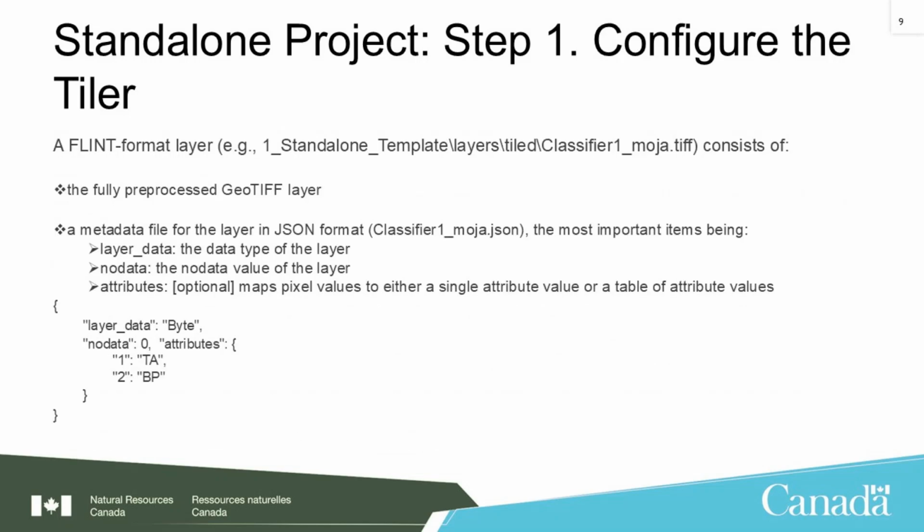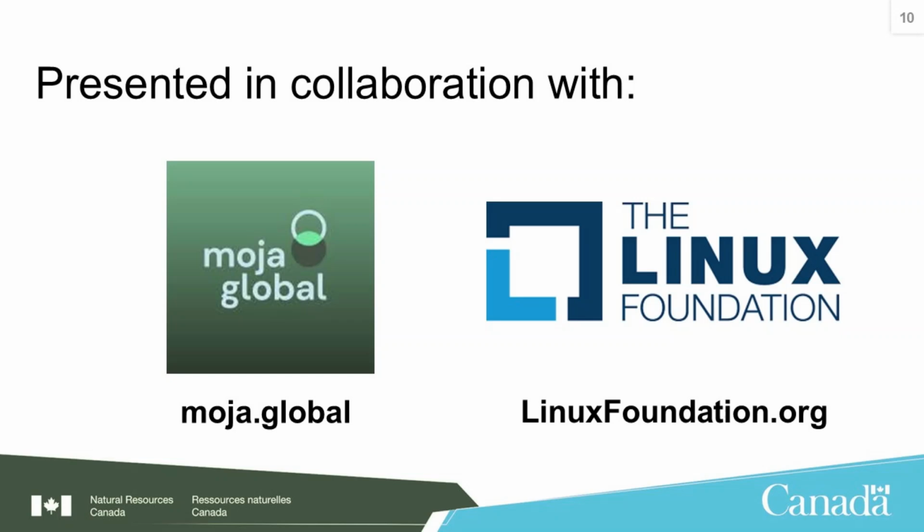And finally, a Flint format layer will be found in the tiled subfolder of the layers folder. This layer consists of the fully preprocessed GeoTIFF layer and a metadata file for the layer in .json format, the most important components being layer_data, that is the data type of the layer, no data, that is the no data value of the layer, and optional attributes, that is, map the pixel values to either a single attribute value or a table of attribute values. With a successfully configured tiler, the next step is to generate the input database, and this will be discussed in the next video.